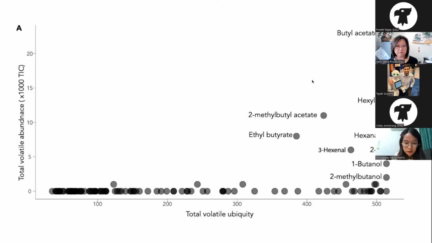So what are the major takeaways from this plot? The main thing to notice here is that butyl acetate, shown here, is two times as abundant as the next most abundant compound, which is hexyl acetate. And in fact, the handful of compounds that I have labeled here account for almost 98% of the total volatile abundance.